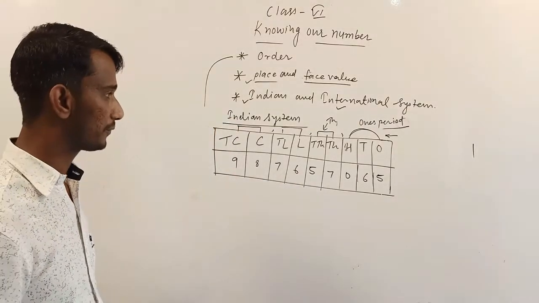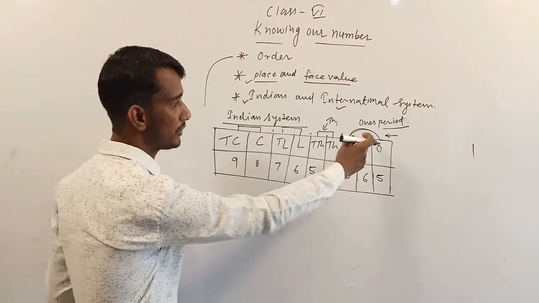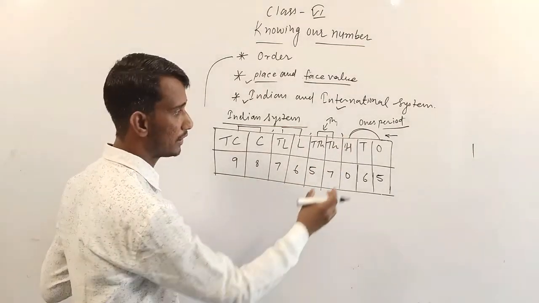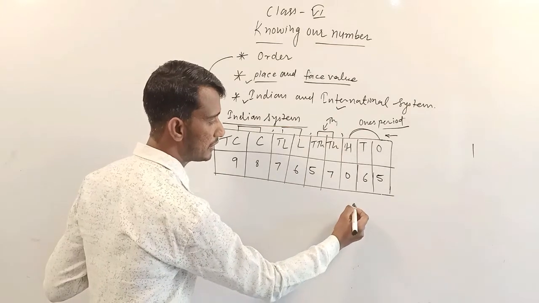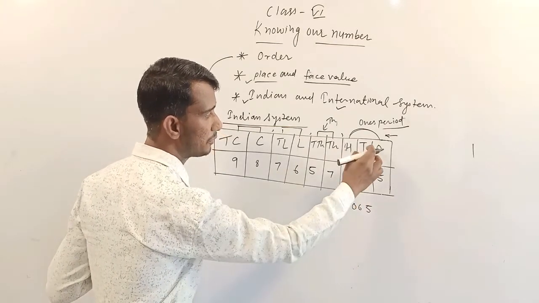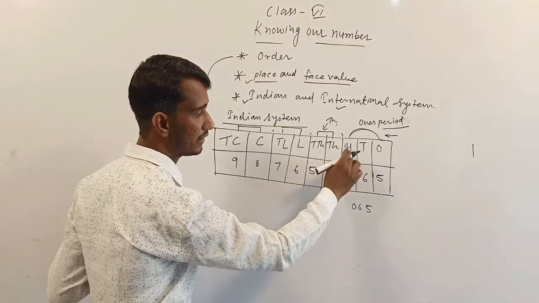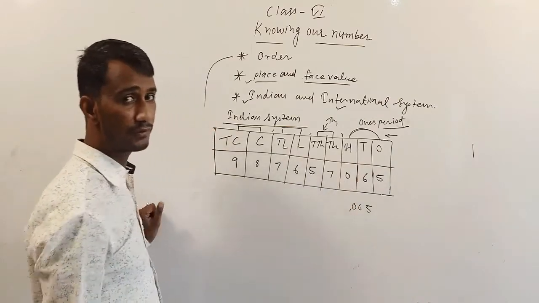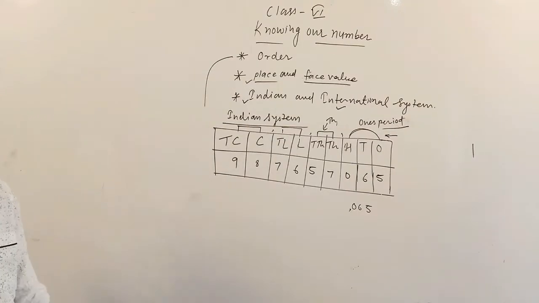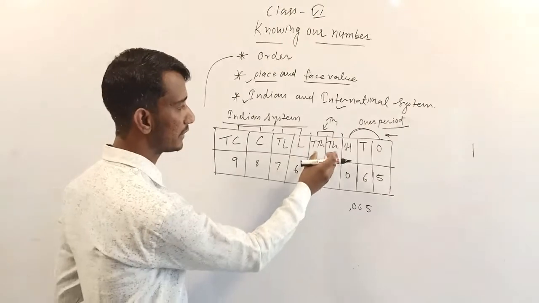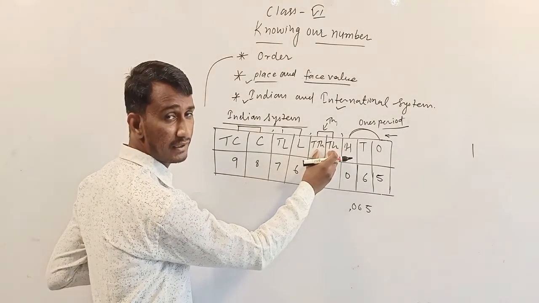Now I am telling you. Look here. First we make the periods. One period: how many digits are there? In one period there are 3 digits, 1, 10 and 100, and after that we put the comma. 065. Okay. After that we make the next period, that is 1000.